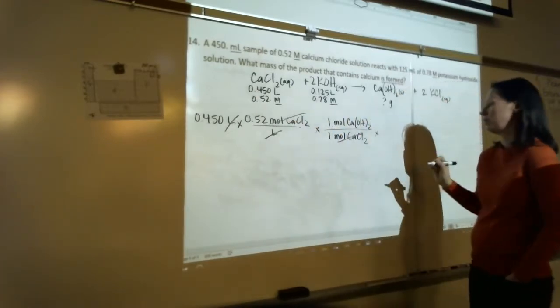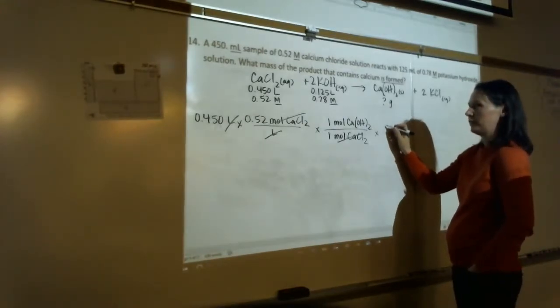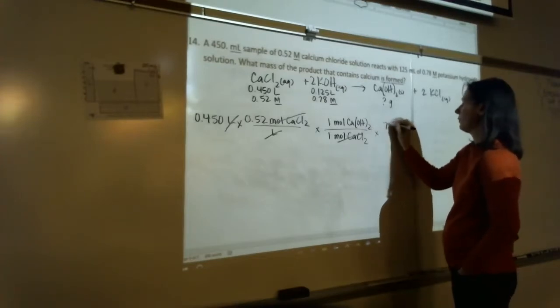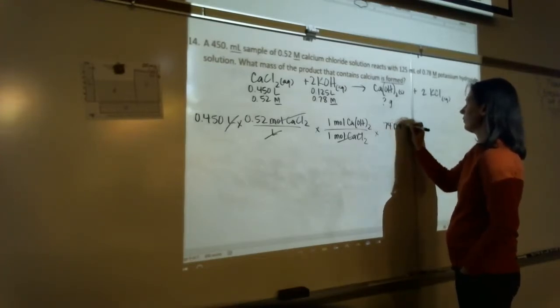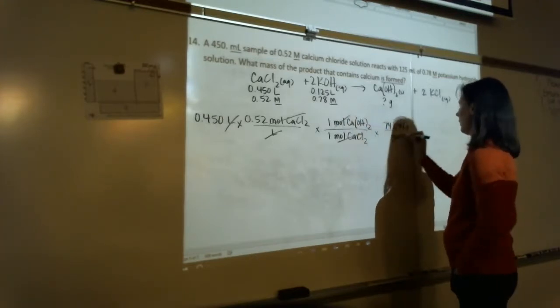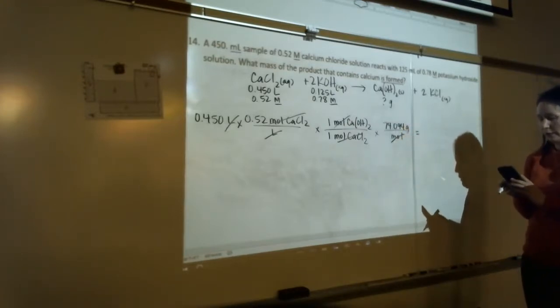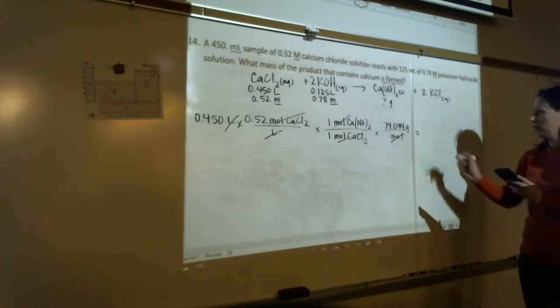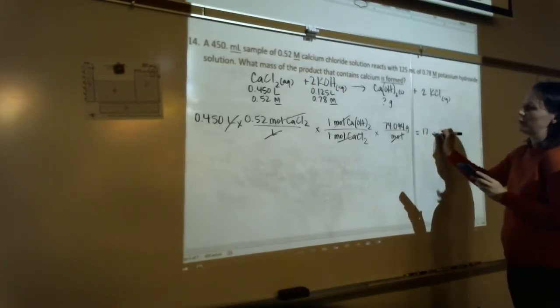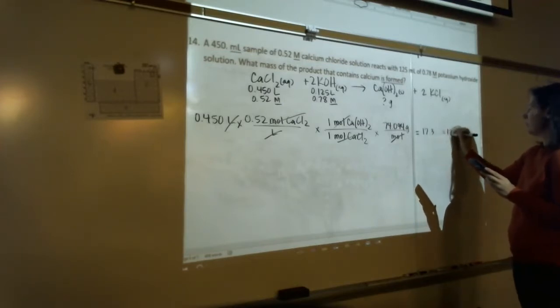And the molar mass of calcium hydroxide's what? 70 something? 74.094. Sounds reasonable. Okay, so that goes away. So 0.45 times 0.52 times 74.094. So that's 17. How many sig figs we're keeping? 2. 17.3, blah, blah, blah. So that rounds to 17 grams.